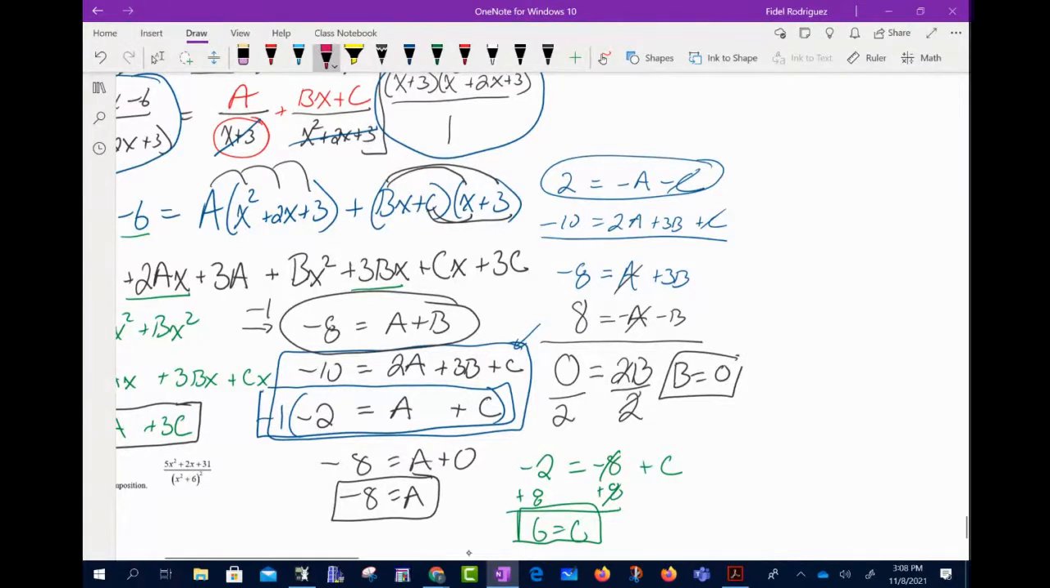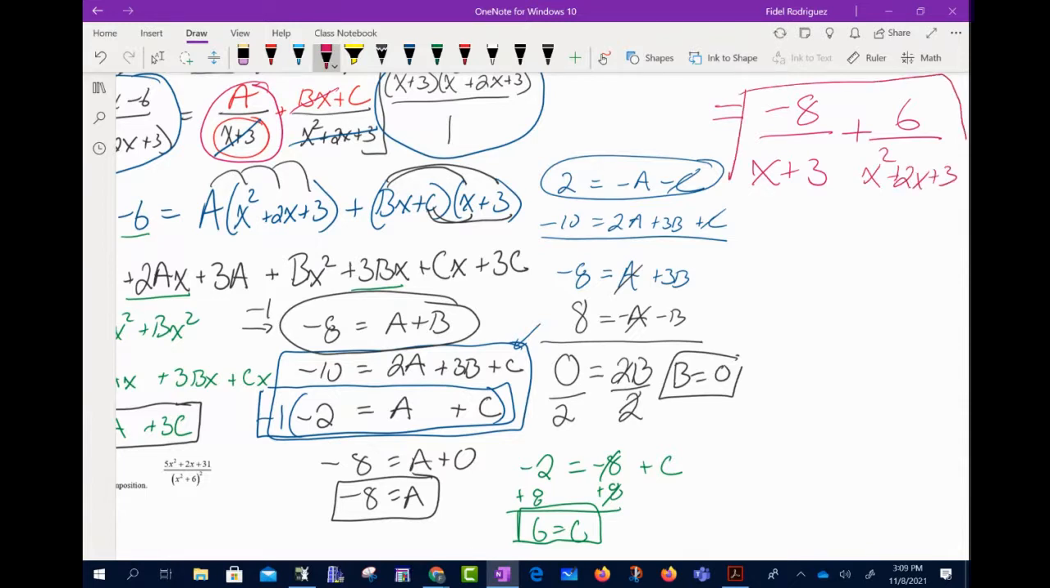I want to show y'all something. Look over here. Remember how we had a over x plus 3? So we're going to say this is going to be equal to -8 over x plus 3 plus, what did we get for the value of b, y'all? 0. So that piece is just not going to even be there, right? So c is the number 6 all over x squared plus 2x plus 3. And we found our values for a, b, and c.